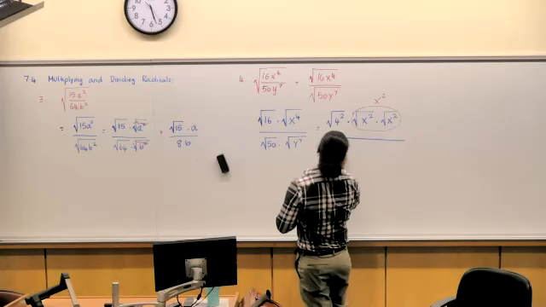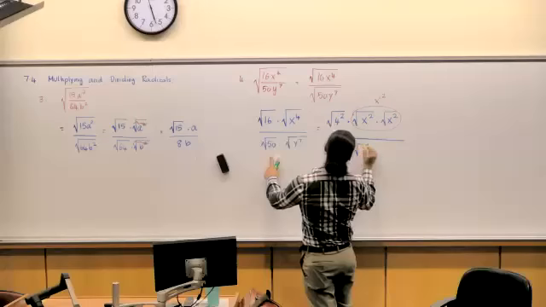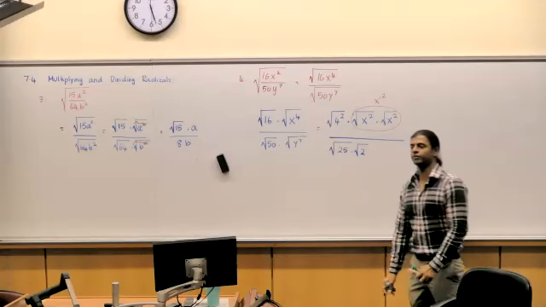Denominator, I can write 50 as square root of 25 times square root of 2.